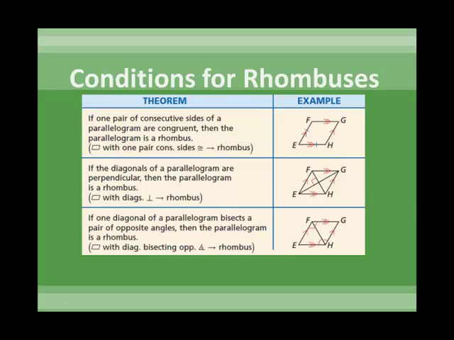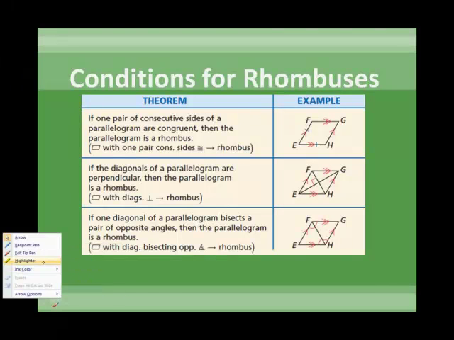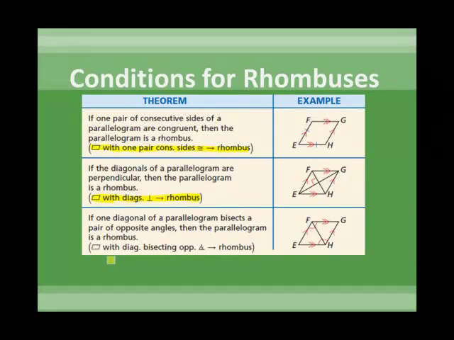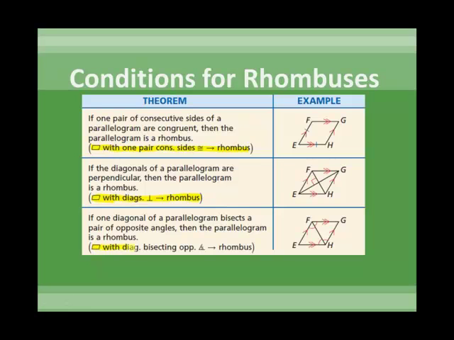Now we also have conditions for a rhombus. If one pair of consecutive sides of the parallelogram are congruent, then the parallelogram is a rhombus. If the diagonals of the parallelogram are perpendicular, then it's a rhombus. And if one diagonal of a parallelogram bisects a pair of opposite angles, then the parallelogram is a rhombus. So we have three conditions for a rhombus here.